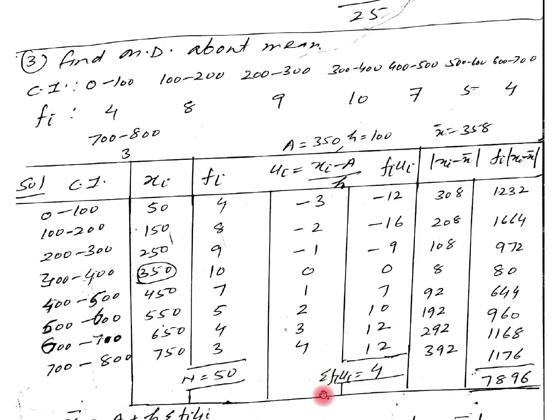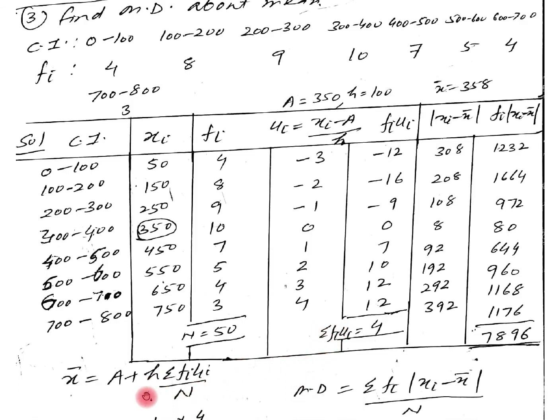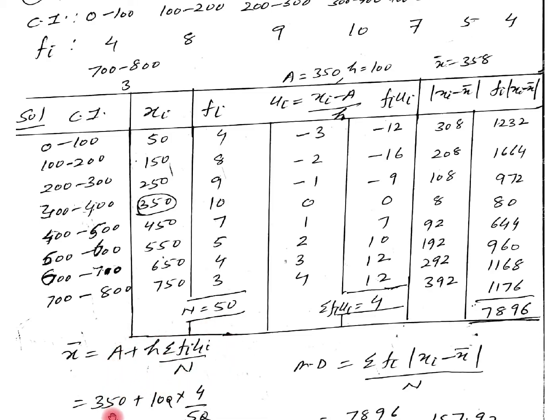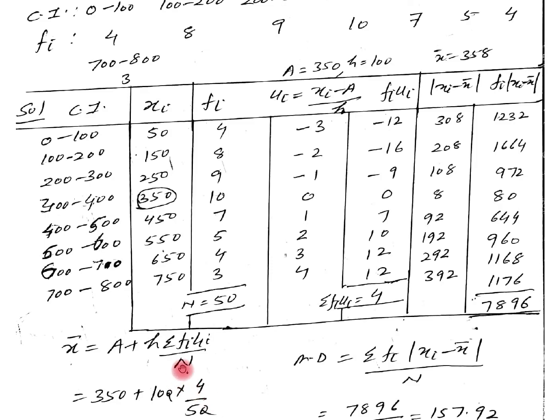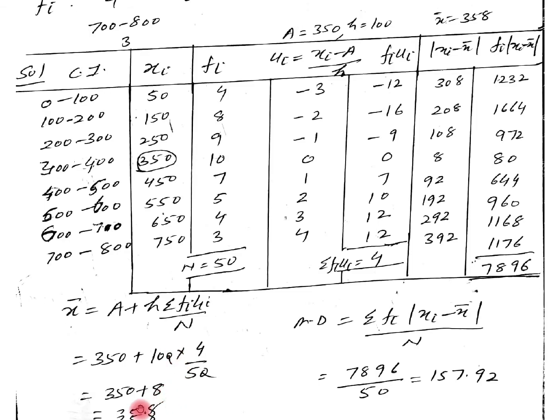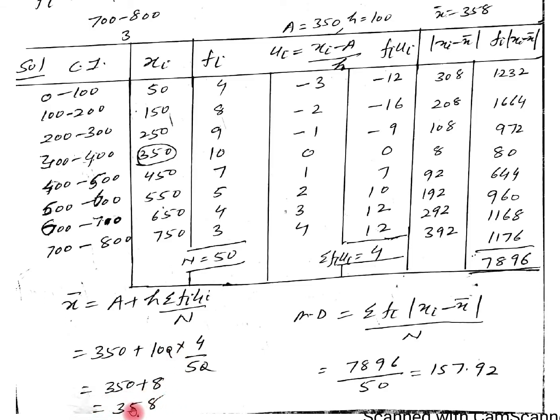Now first we find out the value of the mean. The mean is x bar equal to a plus h into sigma fi ui upon N. All the values are given. The value of a is 350, plus the value of h is 100, sigma fi ui we are getting 4 and capital N is given to be 50. So we are calculating the value of mean and it is coming to 350 plus 8, that is 358.